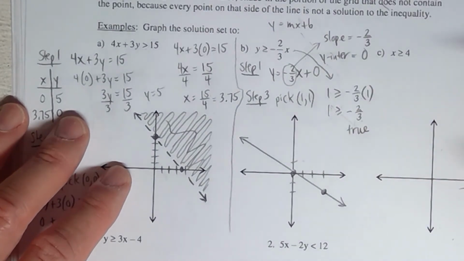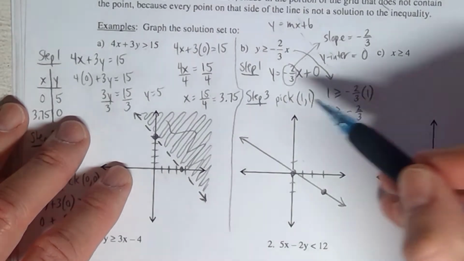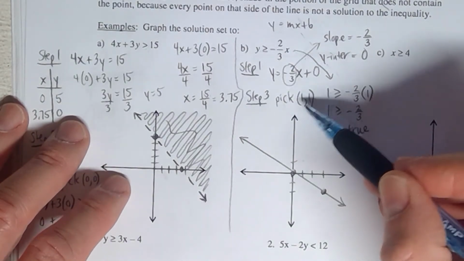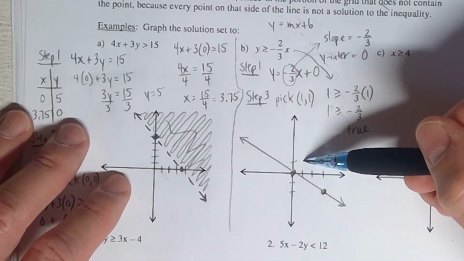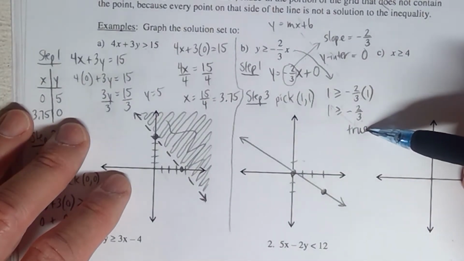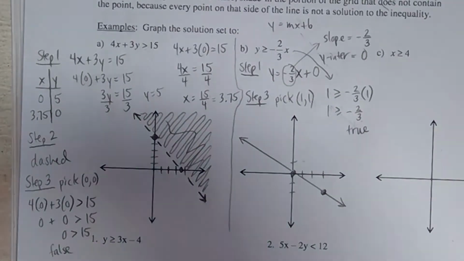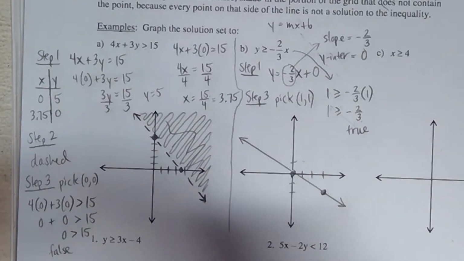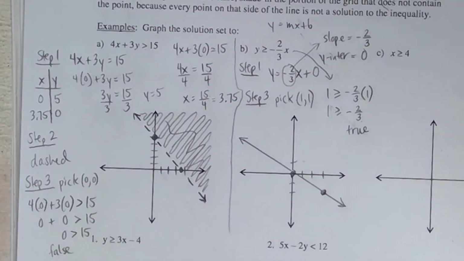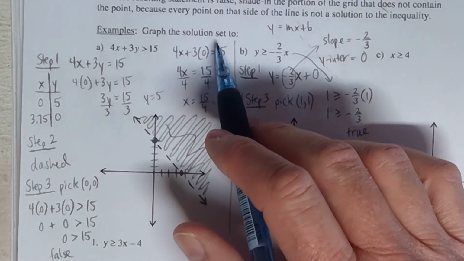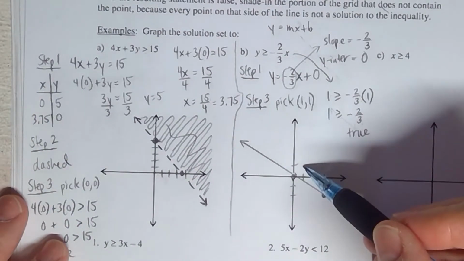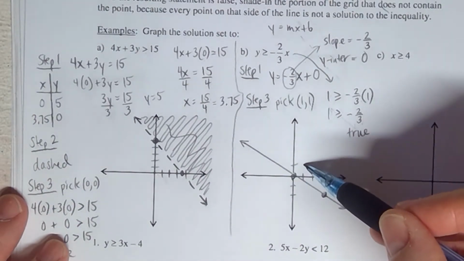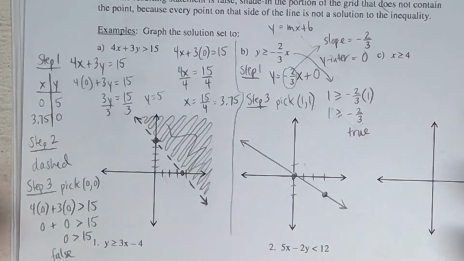All right. Now, what does that mean? Well, where did that point that I chose for the test, where did it come from? It came from above the line, right? So since that's true, okay, that means that that's the true side. And you always shade the true side because that's where the solution sets are. The solution is where it's true. And so we need to shade the solution, and therefore we need to shade where it's true. So since the top of the line is where the true point was, therefore that's the true side.